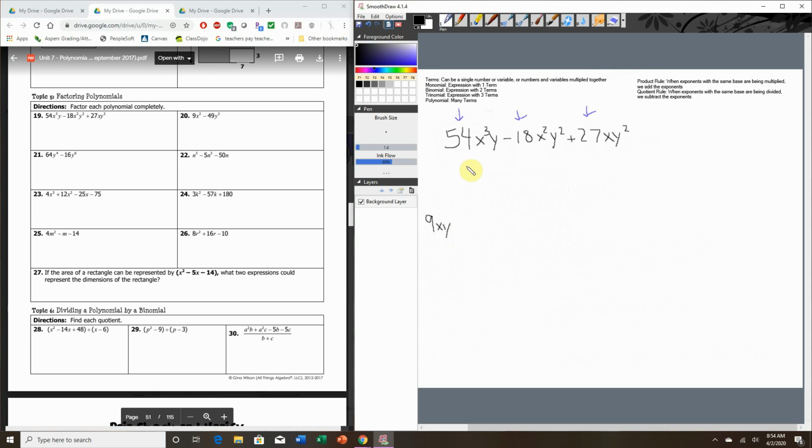So now what we're going to do is write this out. If we were to pull out a 9xy, how will we simplify that? So we're going to divide everything by 9xy, and we're going to write our final answer in our parentheses. So let's do 54x cubed y divided by 9xy.